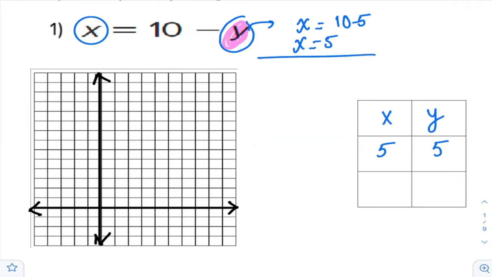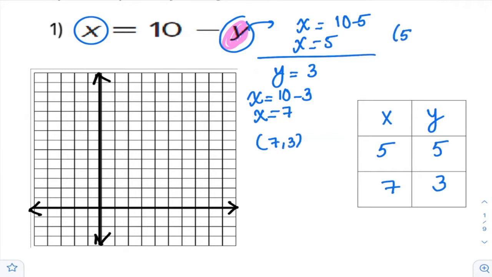Assume y now is 2, let's say, or 3. If y is 3, x will be 10 minus 3, which is 7. So x will be 7. So if y is 3, x is 7. The point here will be 7 and 3, and the point here will be 5 and 5.